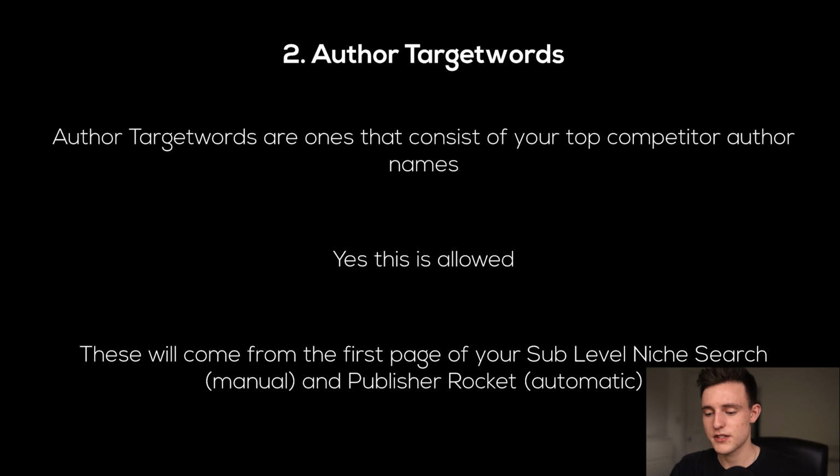These will come from the first page of your sub-level niche search. So if I type in hydroponic gardening and I look at the 10 or 20 results that show up on the first page, I can get their author names and their titles and toss that onto my organizer, which I'll show you in a sec. So when you do it manually, type it into the Amazon search bar, like I just said. And also when you type things into Publisher Rocket, it'll give you titles and author names as well.